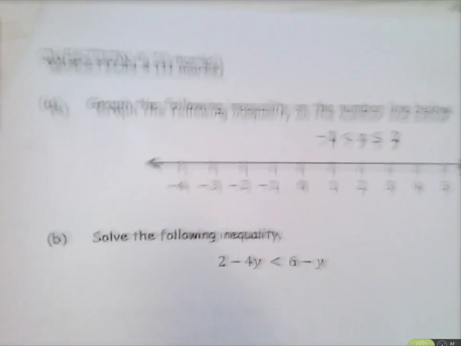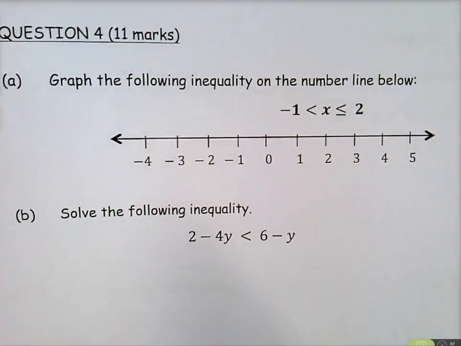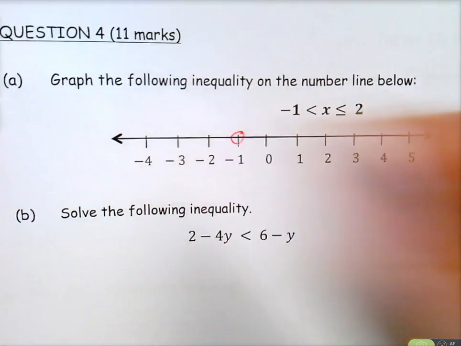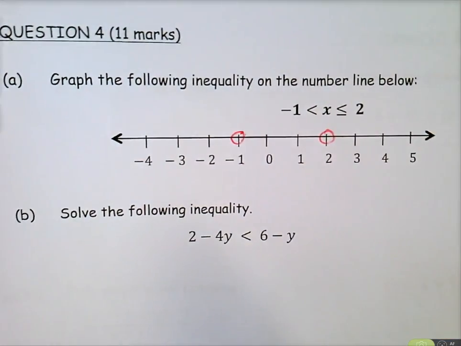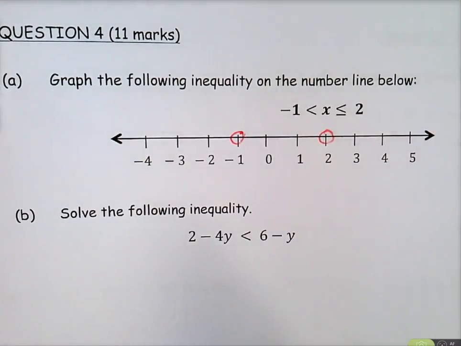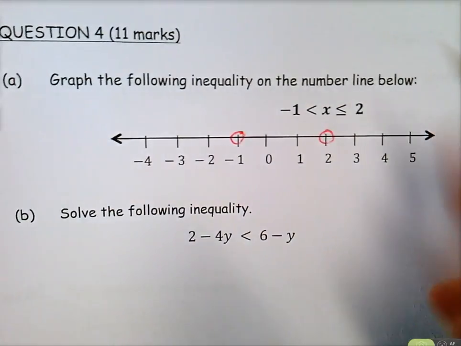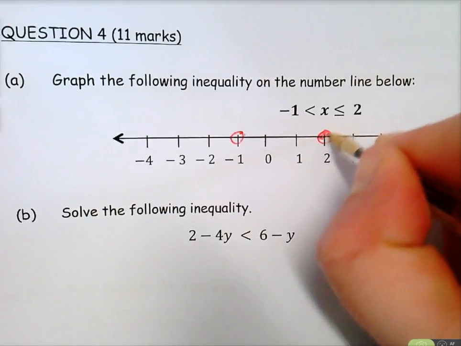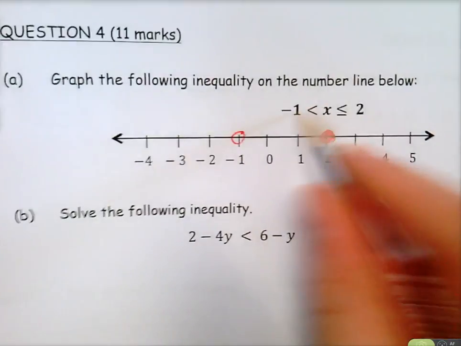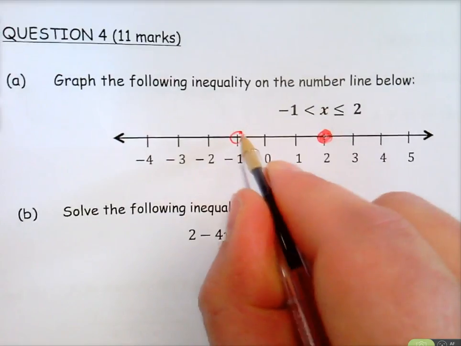Question 4a, graph the following inequality on the number line. We know we need to circle -1 and 2, but one of them needs to be coloured in, and the one equal to is coloured in. Less than or equal to is coloured in, and x lies between -1 and 2.